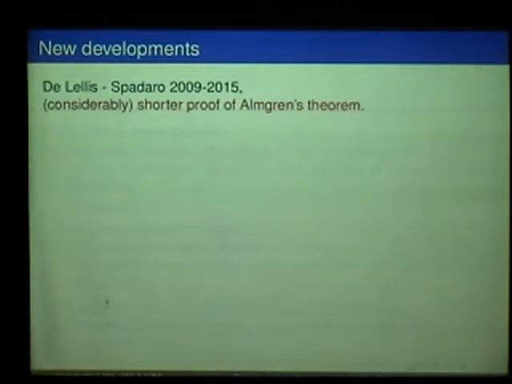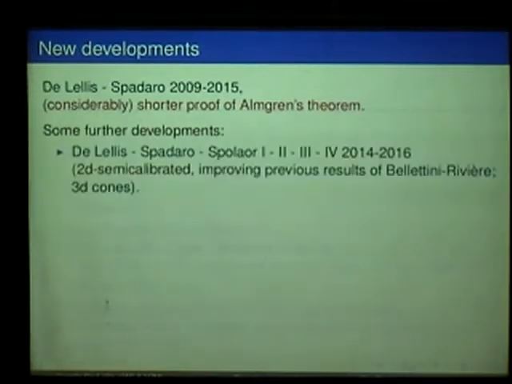And subsequently, we had further developments. So, for instance, together with Lucas Polaor, we've been able to generalize Chang's theorem to situations in which the area is not really area minimizing. In particular, in these papers, we handle 2D semi-calibrated currents, generalizing previous results of Bellettini and Riviere, and three-dimensional cones, so cross-sections of three-dimensional cones.